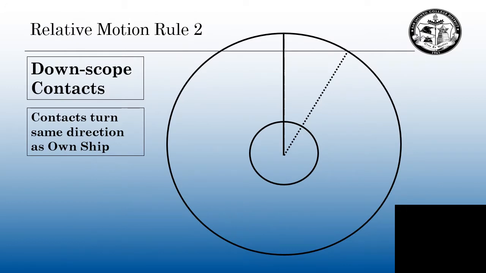Relative motion rule number two, downscope targets. Contacts turn the same direction as own ship. So if we alter course to starboard, the downscope relative motion of these contacts will also appear to turn to starboard. This is the rule we use to find that new relative motion line when we have to parallel MX to M06.